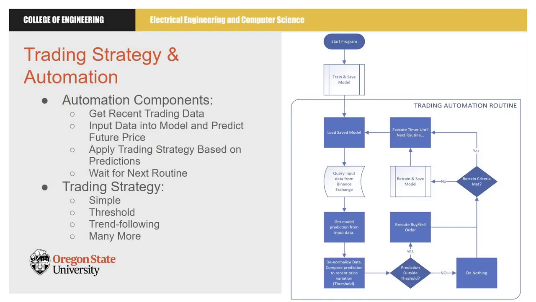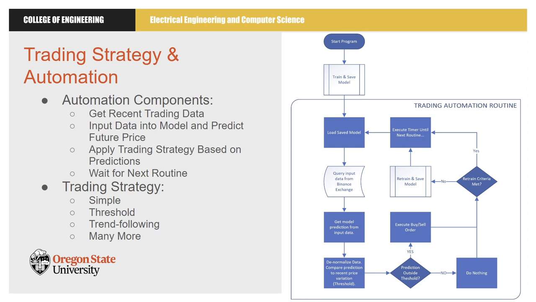After a suitable model is selected and trained, an automation routine is used to achieve a practical application of our model. The flowchart on the right shows the logic used by our automation script. First, our saved neural network model is loaded and recent price data is queried from the selected crypto coin exchange. This data is fed into the model to get a prediction of where the price will be headed.